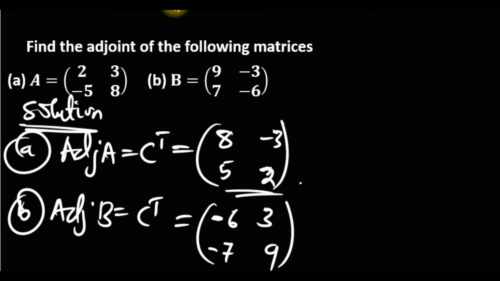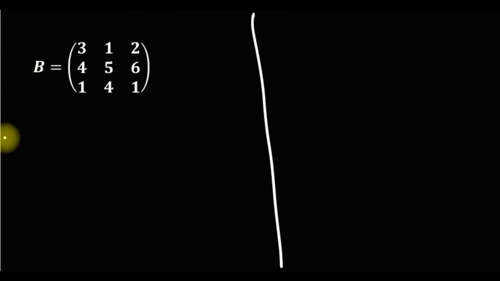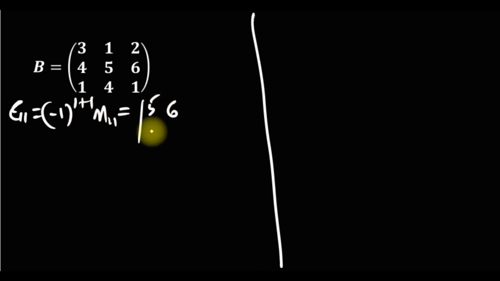So that's our answer. It's very simple. But for a 3 by 3 matrix, solve normally. For example, let's calculate the adjoint of this matrix. For the first one, C11, which is minus 1 to the power 1 plus 1, M11. M11 is deleting the first row, first column. So we have the determinant of 5, 6, 4, 1, which is 5 minus 24, which is minus 19.